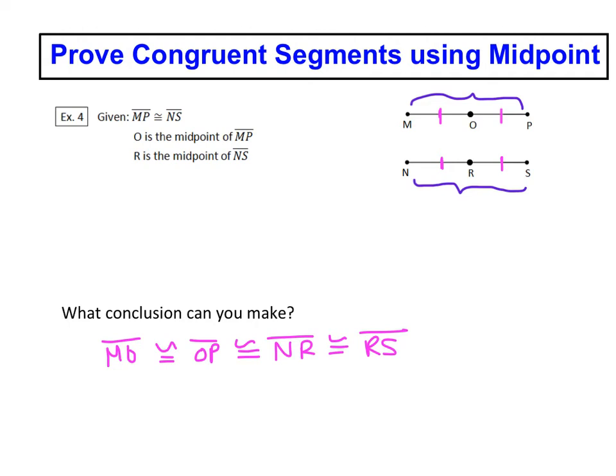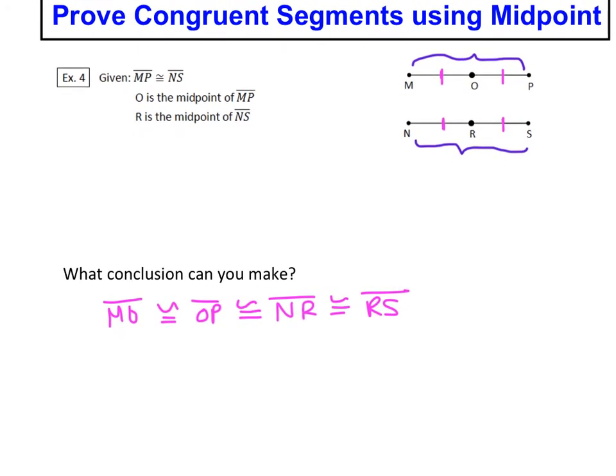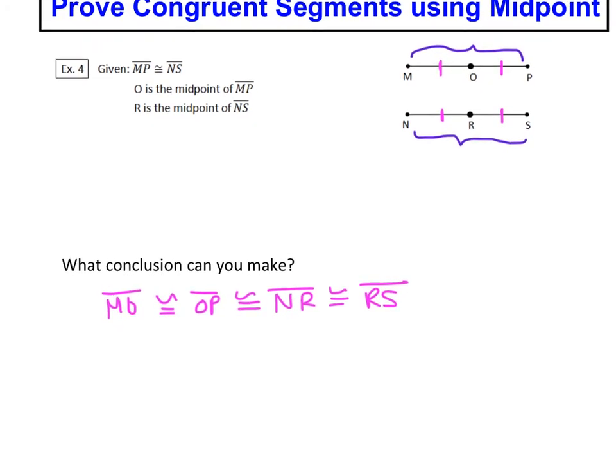And why are we able to make those congruency statements? That comes from your division property that we went over in the last video. And division property says if segments are congruent, their divisions are also congruent. So we started out with congruent segments right here, and then we put in a midpoint which divides it into congruent segments, so the divisions will also be congruent.